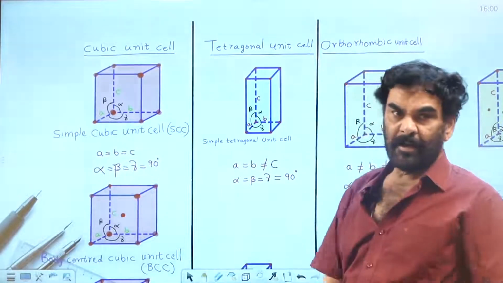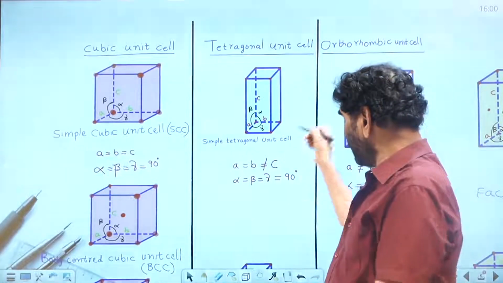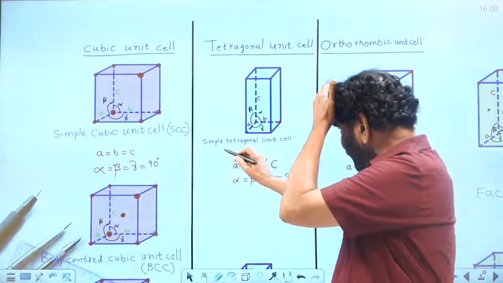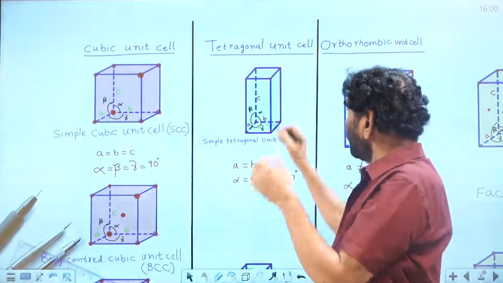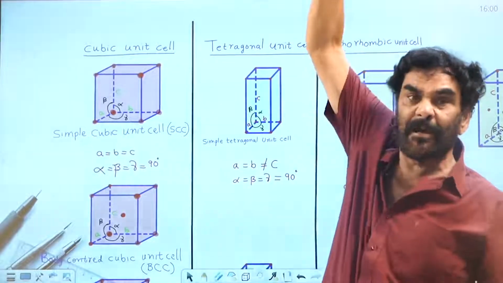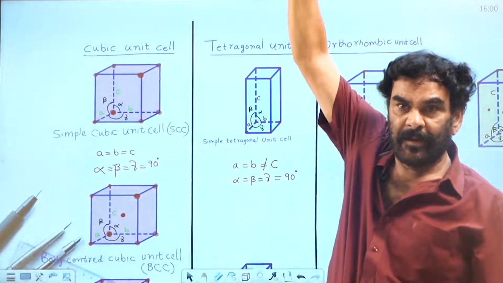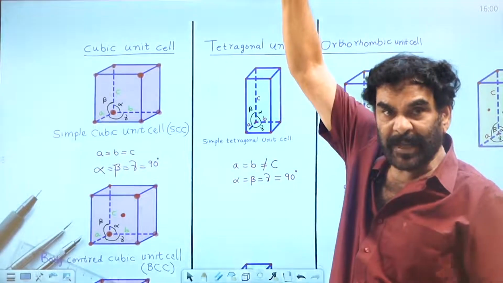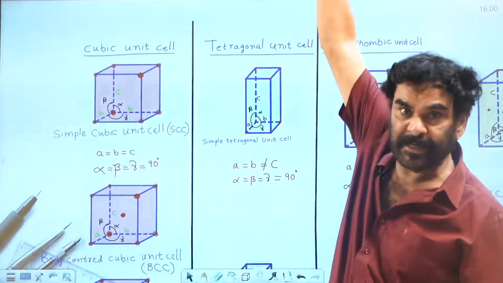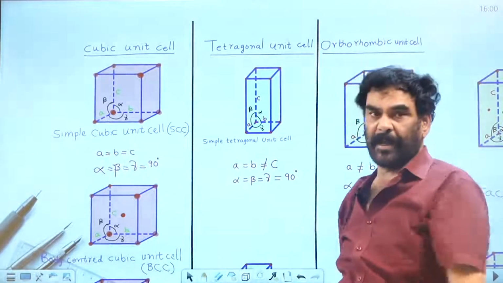They are perpendicular to each other. The three axes are perpendicular to each other. Therefore, this is the simple unit cell. This is called the tetragonal unit cell. The cube is elongated along one axis. That is, the length and breadth remain the same, but the height increases. Then that becomes the tetragonal unit cell.